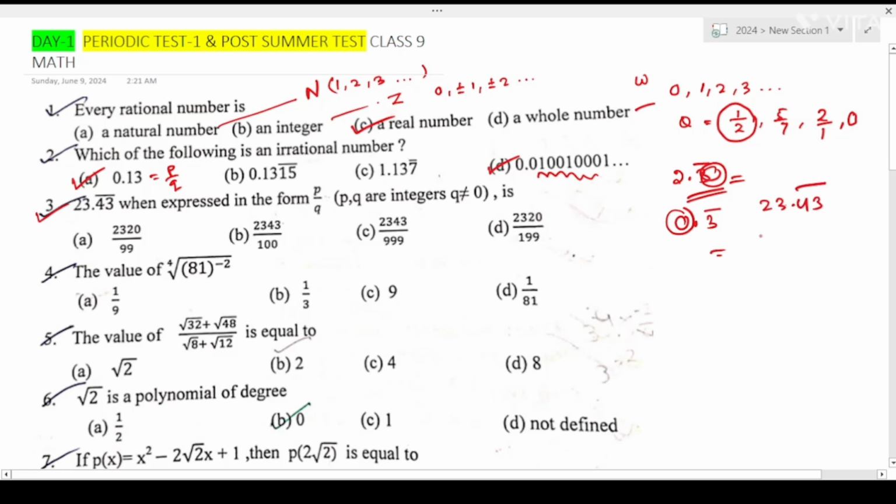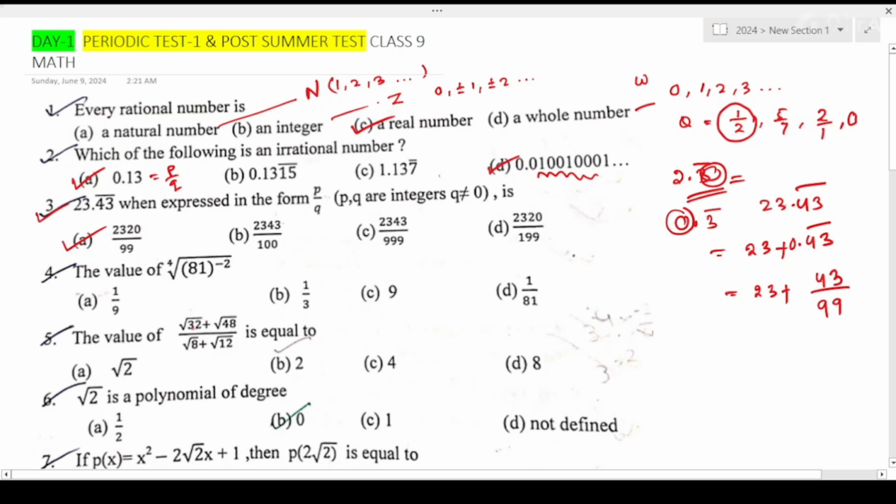Similarly, here it is 23.43 bar. So we can convert it into 23 plus 0.43 bar. Yes or no? So that's why 23 plus, now converted. So 43 bar means we can write 43 divided by 99. Now take LCM, the LCM is 99. So option number A is the correct answer because in option number A the denominator is 99. Others are different. That's why option number A is the correct answer.